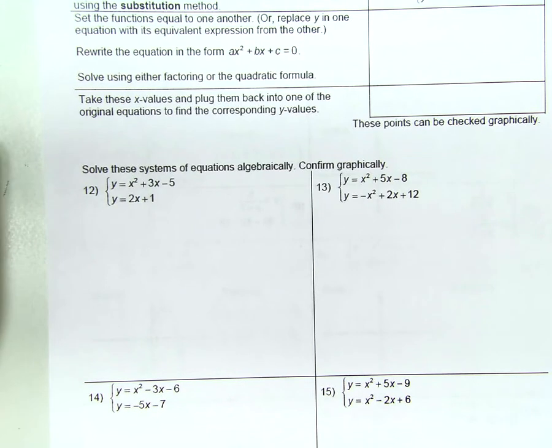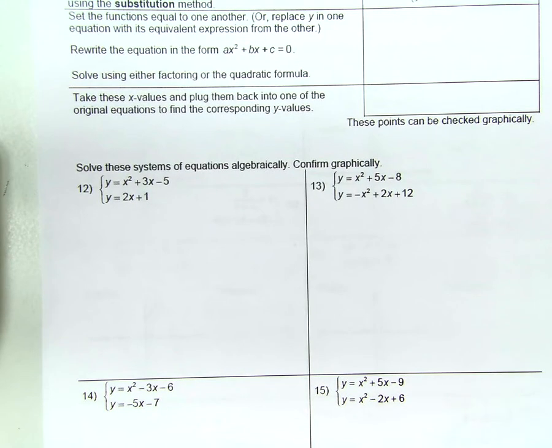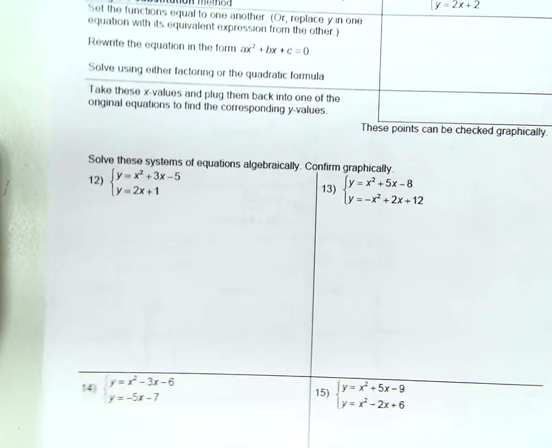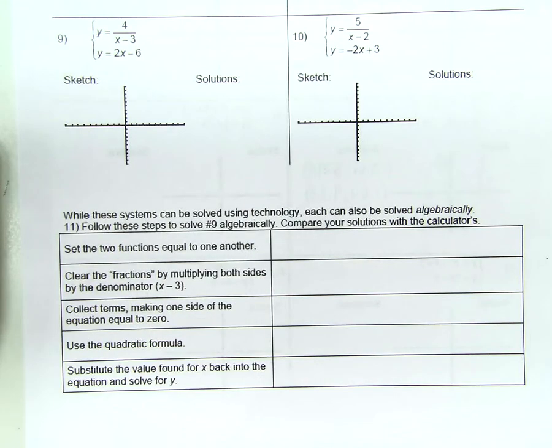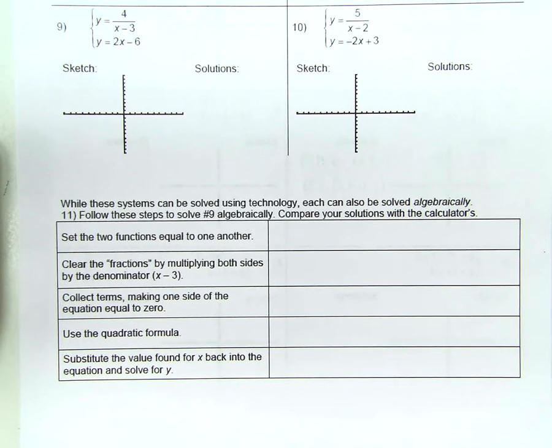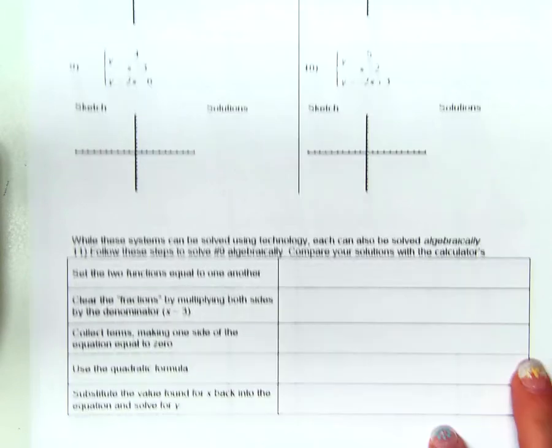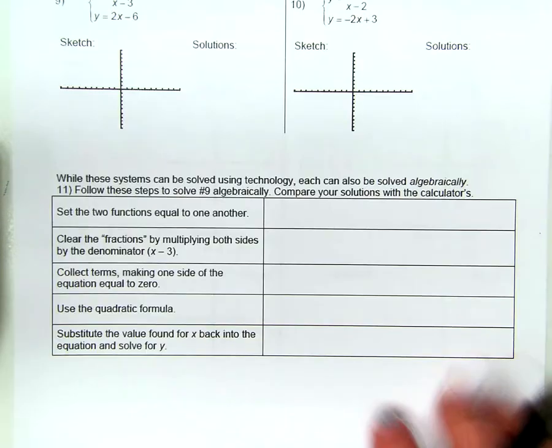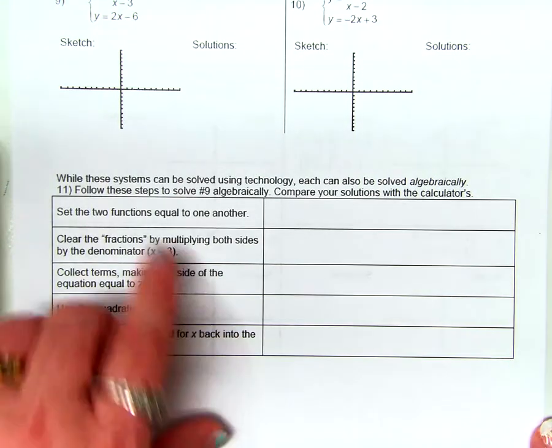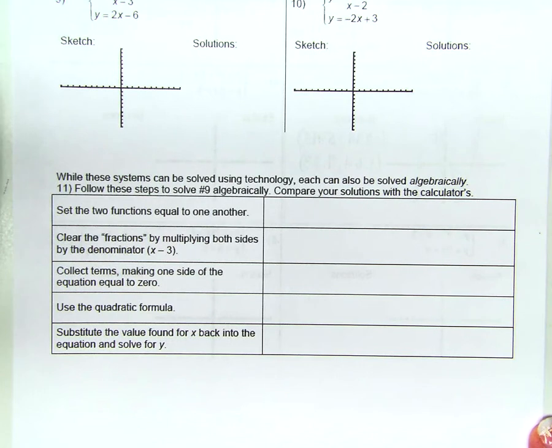Okay, on the back page we need to do these algebraically with substitution, like we did the problems yesterday on the worksheet that we did yesterday. Okay, I think it was number 8, something like that. So we're going to actually do number 11. It says follow these steps to solve number 9 algebraically. Compare your solutions with the calculators. Okay, now once you do number 9, this hopefully will make more sense. You'll realize what the answers are. I don't have time to do number 9 for you today or on the video, so make sure you get that one done.